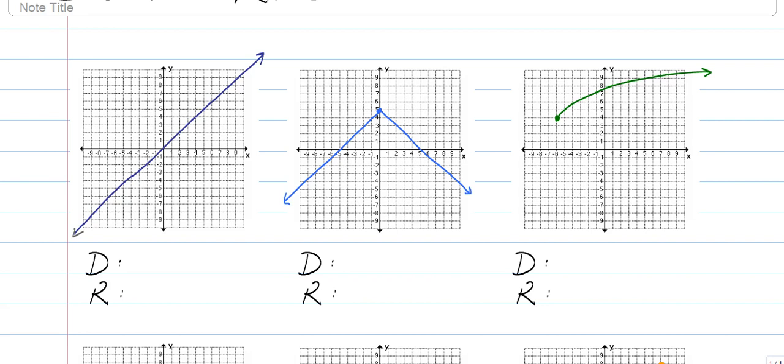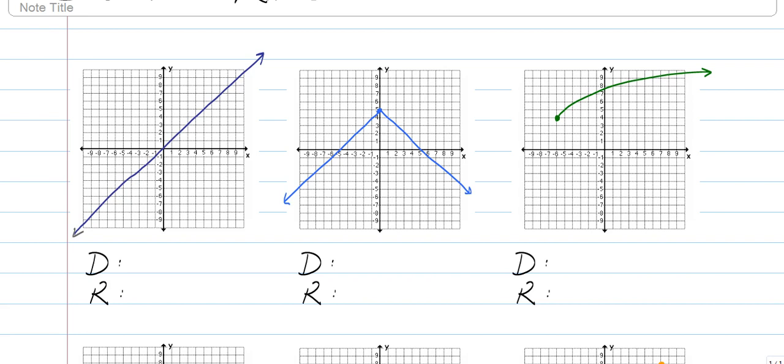For domain and range of a graph, for domain you have to think x values, which is left to right. With range, you're working with bottom to top, your y values. Now, for the graphs, we're going to write in what is known as interval notation, and that means you pick the leftmost point, comma, the rightmost point for domain, and then, of course, bottom and top for range.